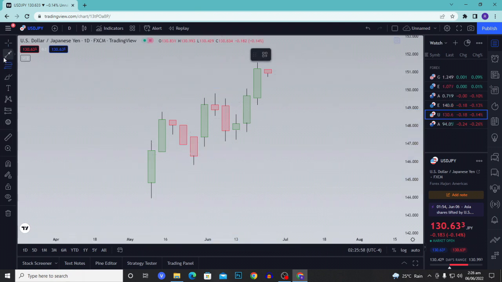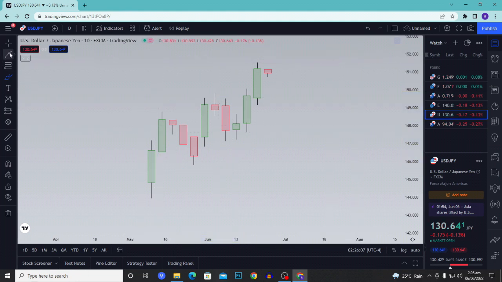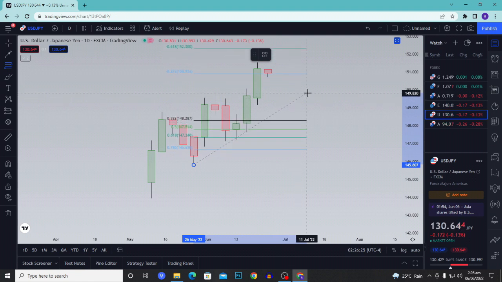And so let's say we didn't catch that first move. Let's say we didn't catch this first move, and we're looking to catch this next one. We do the same thing. We draw our Fibonacci from the bottom, or the starting of the impulse move, which is really the end of the previous retracement, all the way up to the top of the impulse move.